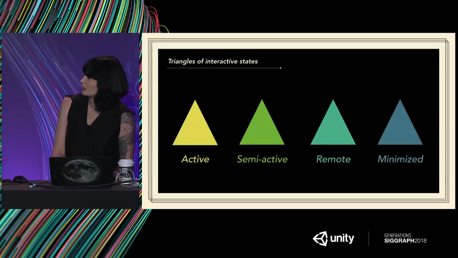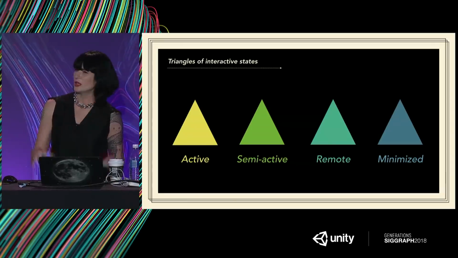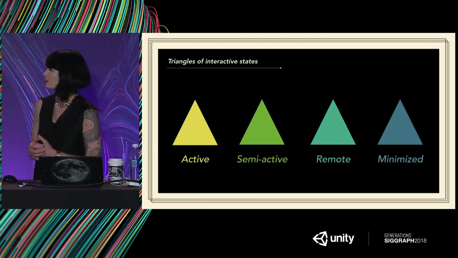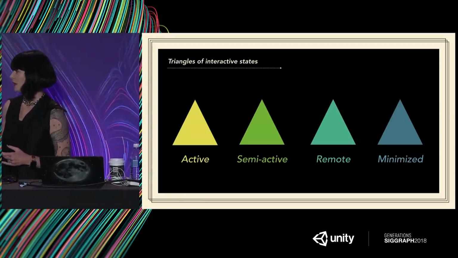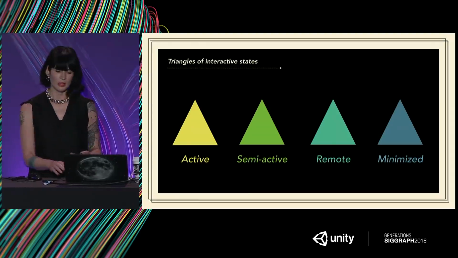All right, let's talk about interactivity states. All right, so that's the permission set. Now let's dive a little bit more into how we think things will interact with each other. So these are the 4 that we have right now, and I'm sure there will be more in the future: active, semi-active, remote, and minimized.